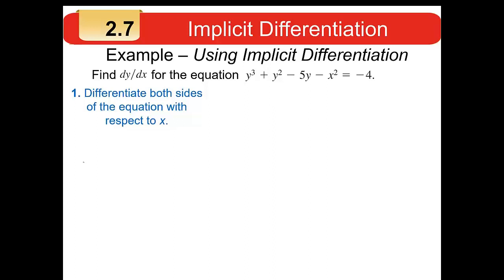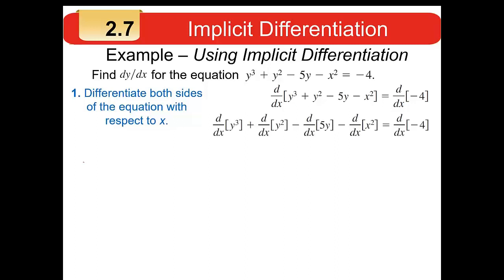The first step in the process was to differentiate both sides with respect to x. You're going to take the derivative of the left side and the derivative of the right side. But the left side is just 4 separate terms, so you end up just taking the derivative term by term. So you take the derivative of y cubed, then you take the derivative of y squared, then you take the derivative of minus 5y, and then you take the derivative of minus x squared, and then on the other side you take the derivative of minus 4.